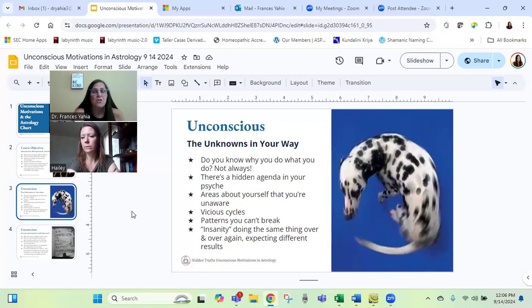So when we look at the chart with the lens through the unconscious and understanding why we get caught up in these patterns, now we have an option to not continue hiding these truths or hiding this agenda, but rather owning it, integrating, individuating from it, and then achieving wholeness, which is really the point. Any questions so far? No.